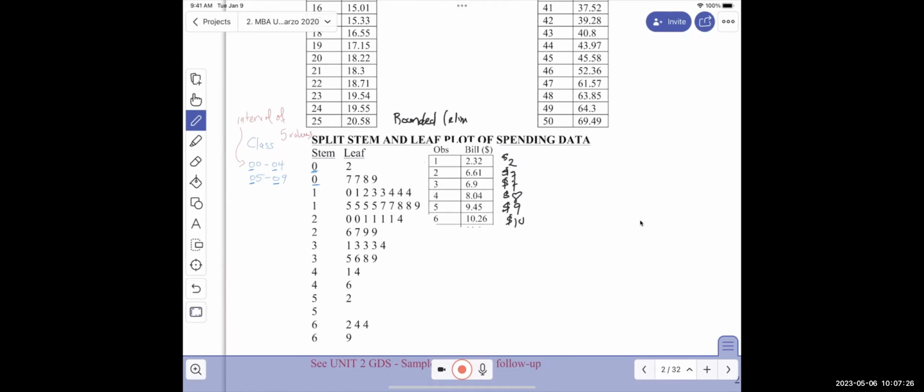I want to say eliminate, but we rounded, and we believe we're going to get a good enough pattern just by rounding like that. You just round it to dollars.